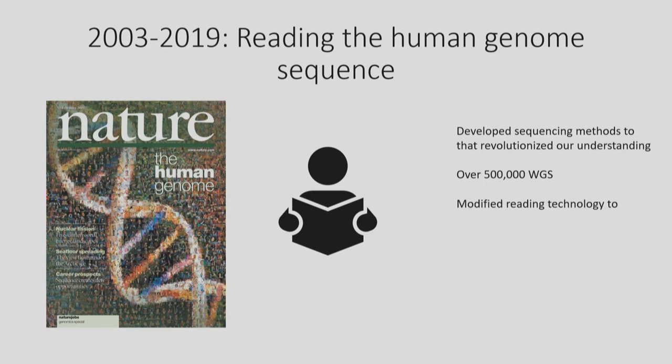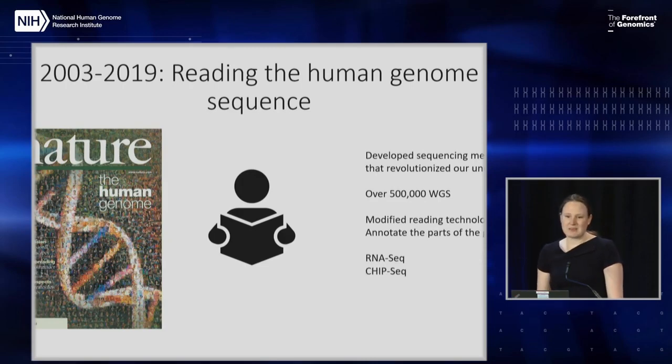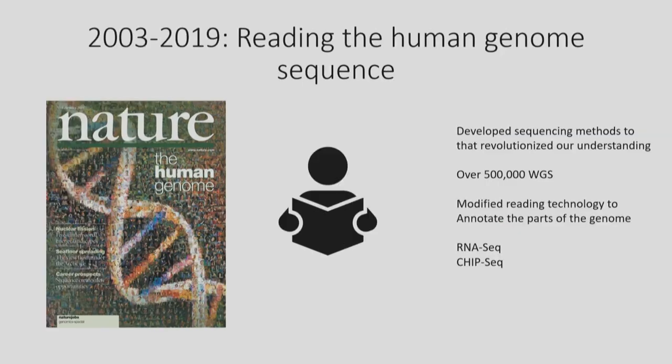And we've been able to modify this reading or sequence technology to annotate parts of the genome. So RNA-seq is really reading the transcripts in a genome. ChIP-seq is reading the parts of the DNA that are protected by proteins bound to the DNA. Hi-C is reading the pieces of DNA that are near to each other in space. And single-cell technologies have advanced this further, and they really allow us to look at things not just in bulk, but also at single-cell resolution.